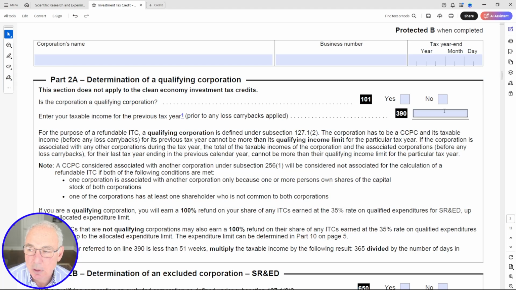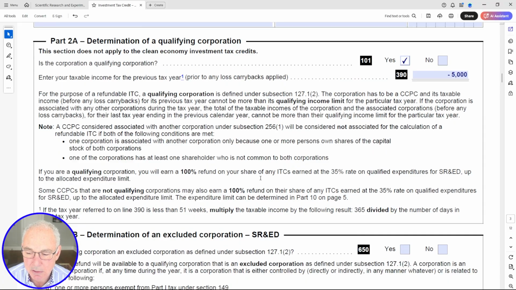Is the corporation a qualifying corporation? A vast majority of corporations will click on yes here. There's a little bit of an explanation for what that is. And enter your taxable income from the prior year. We're going to say we lost a little bit of money last year. Really, it's not critical what this number is, but it is important that you pull the number from your prior tax return.